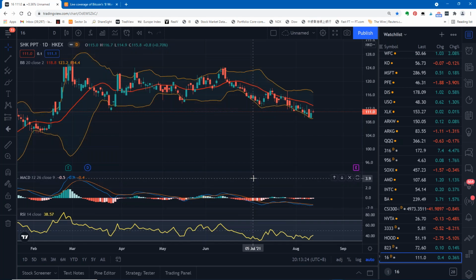And don't bottom fish at the moment. I advise not to bottom fish at the moment, because the capital, your principal to buy those stocks, may be locked up and trapped for some time. Thank you.